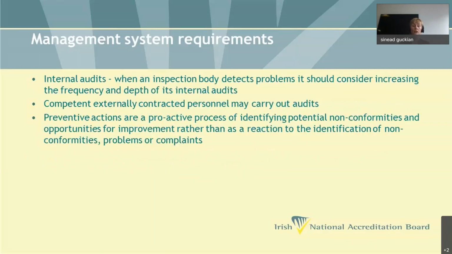The internal audits, there's a new note regarding the frequency of internal audits. And when an inspection body detects problems, it should consider increase in the frequency and the depth of the internal audits. And these may arise either through complaints and appeals or through external audits. Competent externally contracted personnel can carry out audits. And then there's clarification, preventive actions are a proactive process of identifying potential non-conformities and opportunities for improvements rather than a reaction to identified non-conformities or complaints.